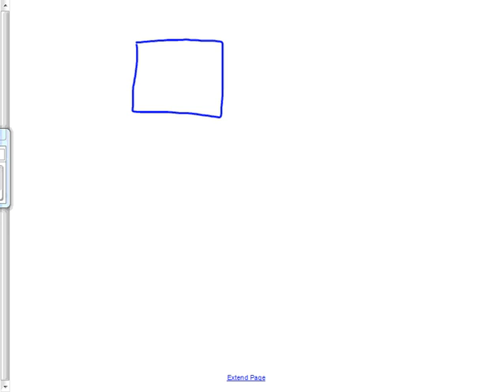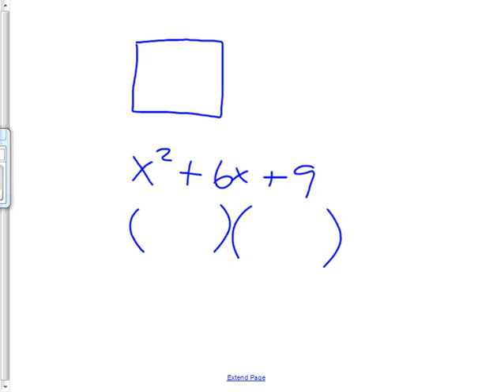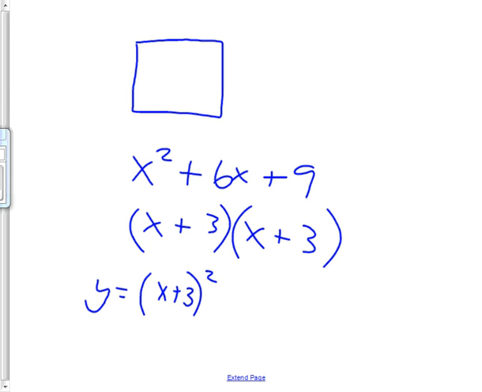Like, for instance, this one, x squared plus 6x plus 9. There we go. That's a perfect square. Why is that a perfect square? Because when I factor it, it factors down to x plus 3 and x plus 3. What's perfect about that? Well, because you can put it together: (x plus 3) quantity squared. And what's that? That's vertex form. This was general form, and that's vertex form.